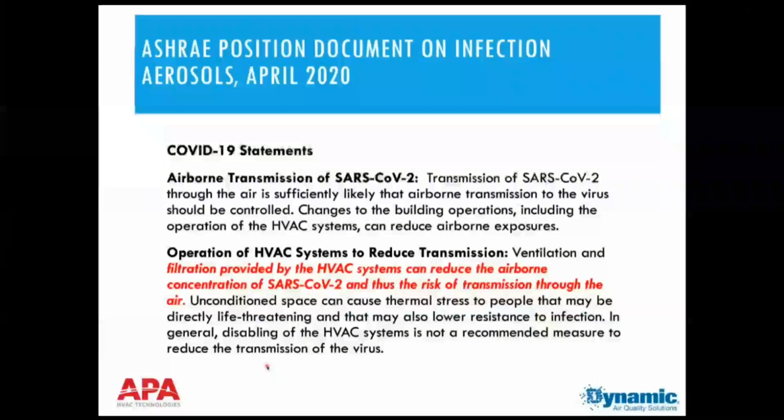We're actually kind of fortunate in some ways, because after SARS and H1N1, there was quite a bit of research done on what can be done to reduce risk of transmission in buildings. What are the HVAC measures that can be done? So we have quite a body of knowledge on how to upgrade and change systems. And this is directly from the ASHRAE position document. In essence, what it's saying is that the transmission of SARS through the air is sufficiently likely that airborne transmission of the virus should be controlled, and that you can do that by changing building operating parameters such as filtration upgrades, outdoor air levels, airflow patterns, etc.